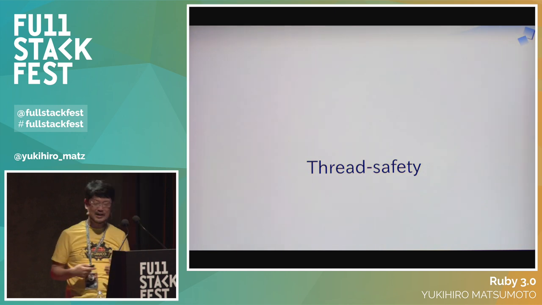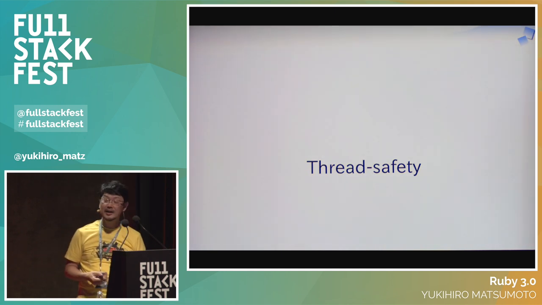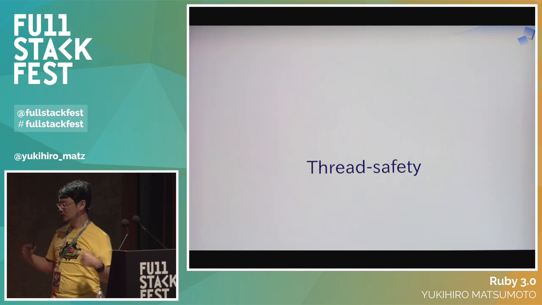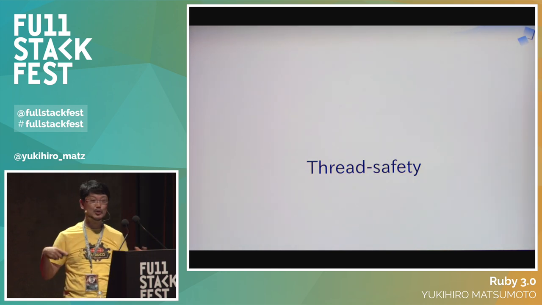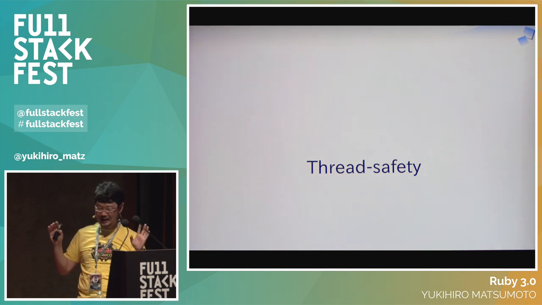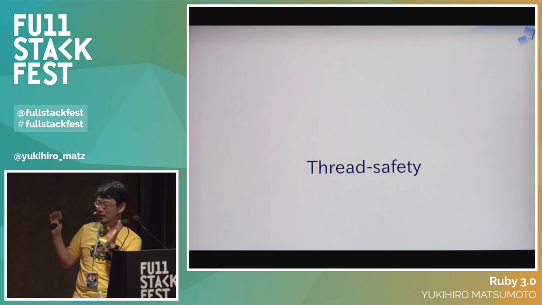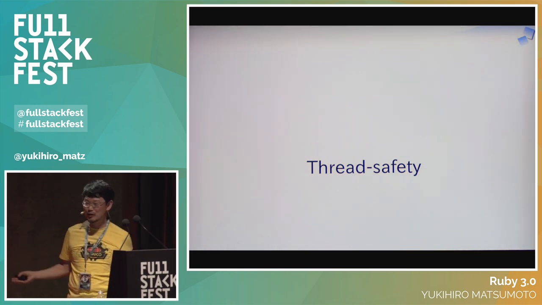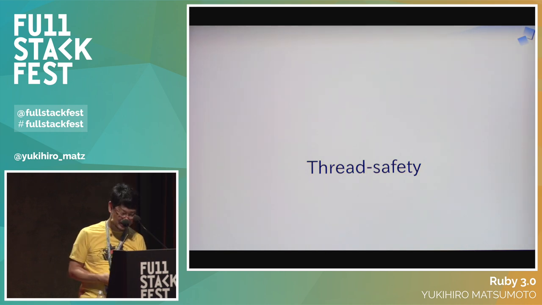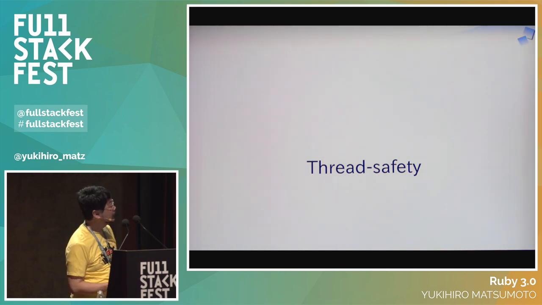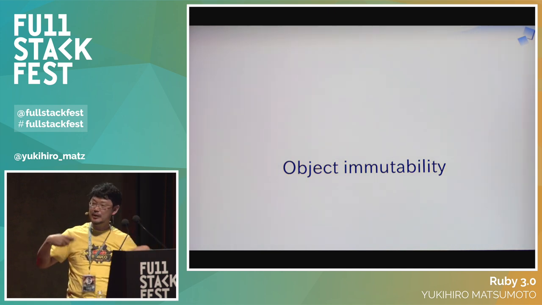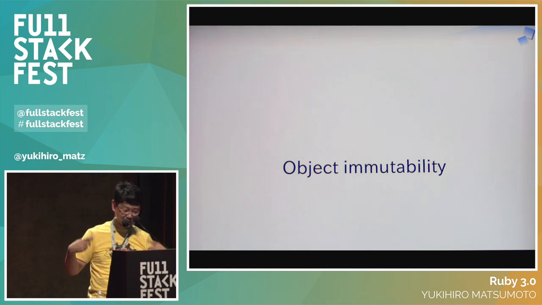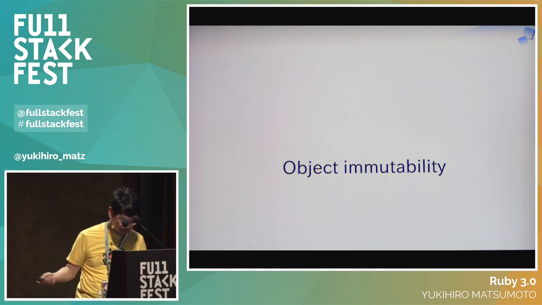The event loop will be thread safe, just because in the event loop mode, in my idea, every object will be immutable. So the program will not modify the object. So we don't have to worry about the sharing. And then we will have object immutability in thread mode, so that we don't have to worry about them.